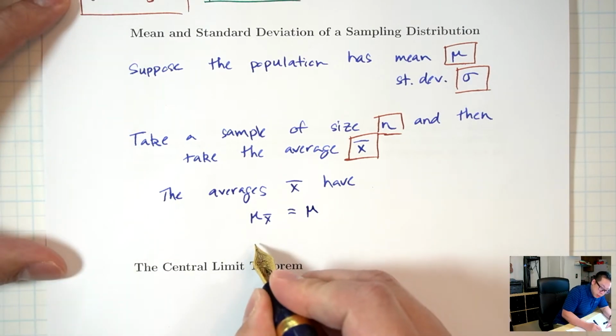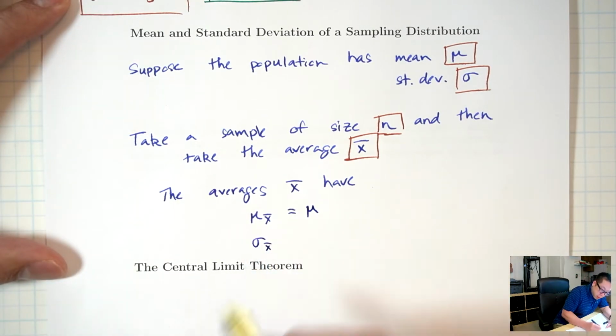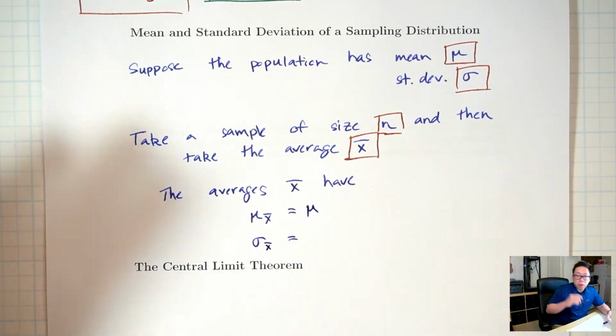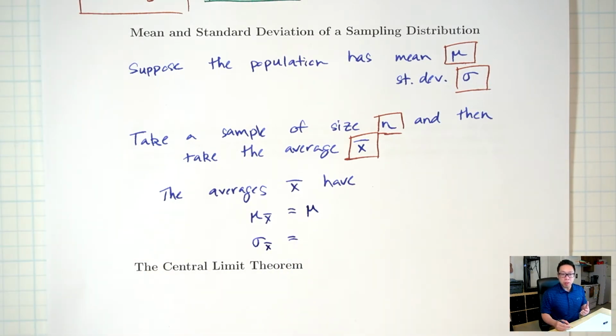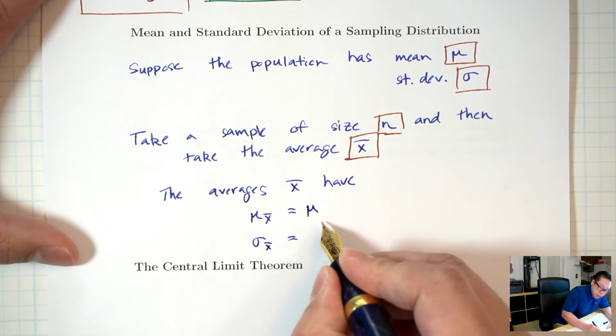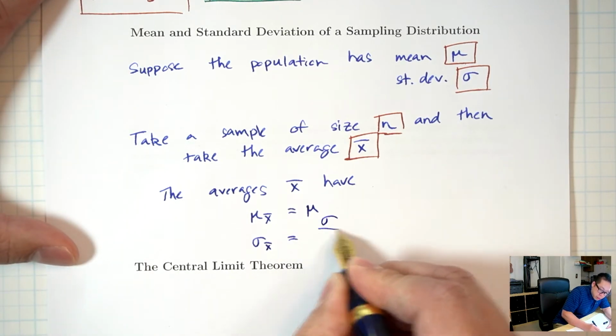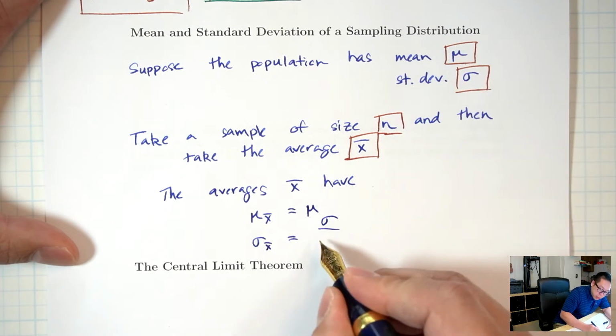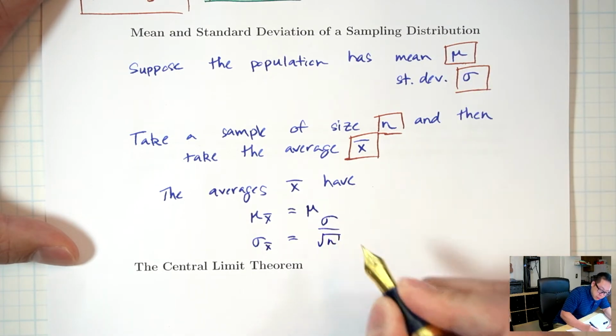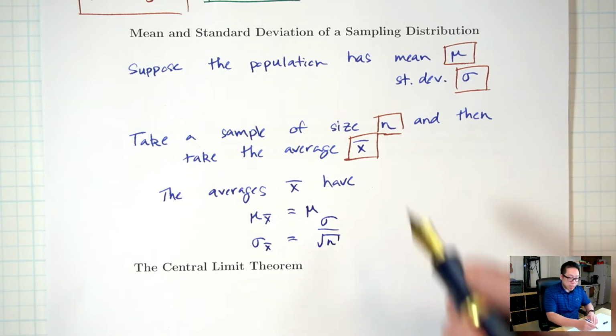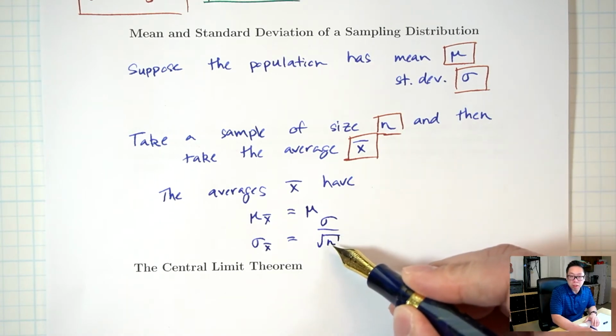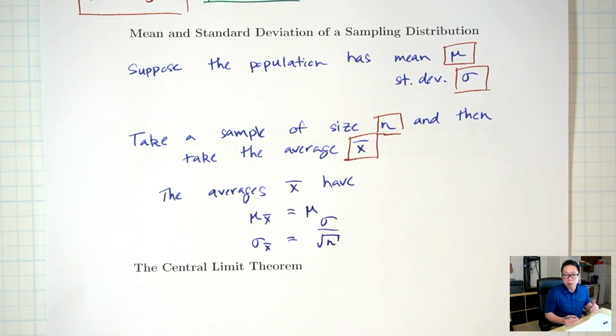Standard deviation of the bottom picture: we saw that as the sample size gets bigger, the standard deviation actually gets smaller. Mathematically, what's actually happening is we're dividing the original standard deviation by the square root of n. So as the sample size n gets bigger, you're dividing by a bigger number, which is overall going to give you a smaller number.